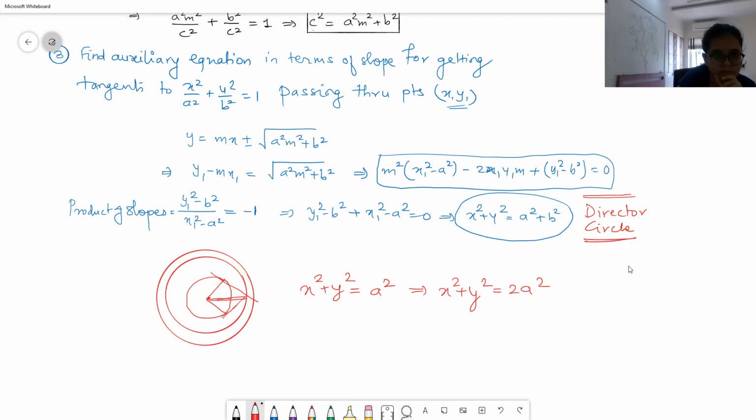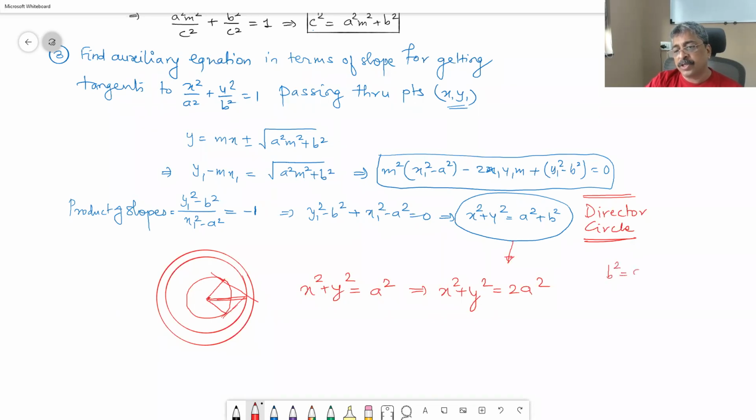Root 2 times, root 2 square. In case of a circle, it is this circle. Now you will keep looking at the symmetry. When a becomes b, our b square was a square into 1 minus e square. Correct? When b square becomes a square, practically e becomes 0.